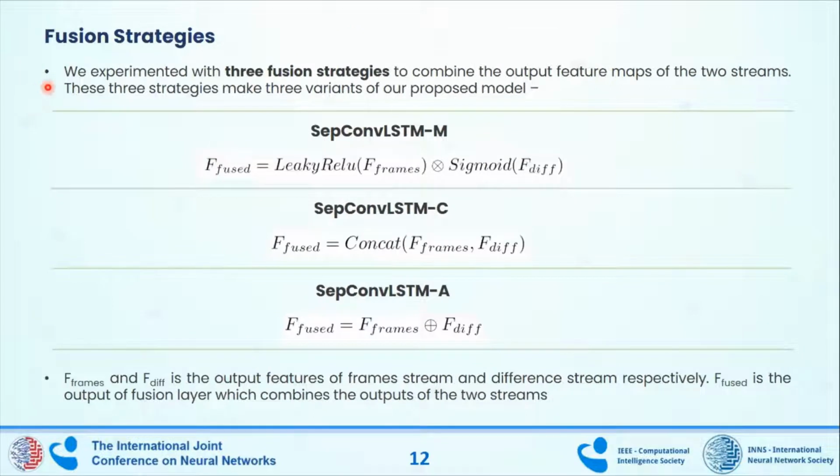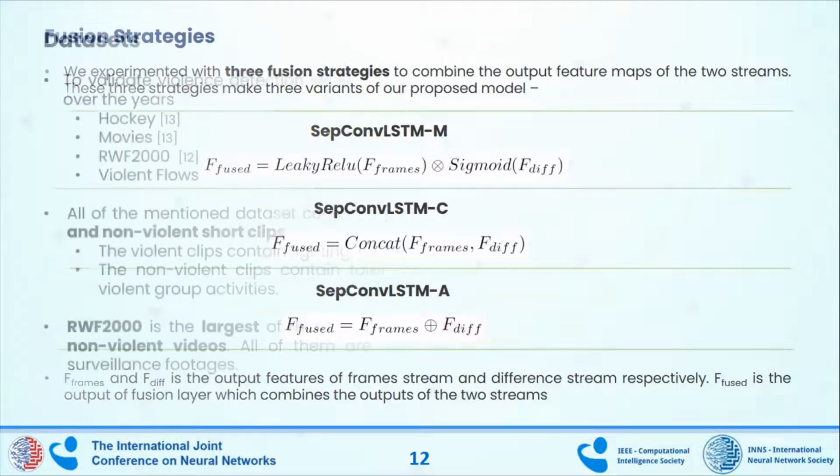Now let's look into the fusion layer of our proposed network. We experimented with 3 fusion strategies to combine the output feature maps of the two streams. These 3 strategies make 3 variants of our proposed model: M, C, and A. Here M is for multiply, C is for concat, and A is for addition. In the M variant, we element-wise multiply the output of 2 streams, whereas in A variant, we simply add the output of 2 streams element-wise.